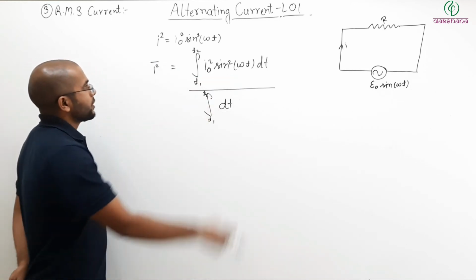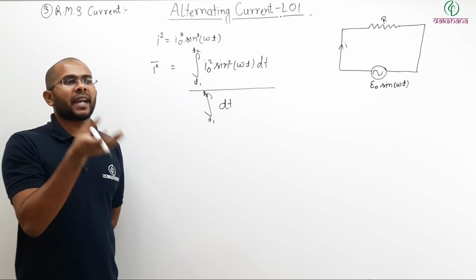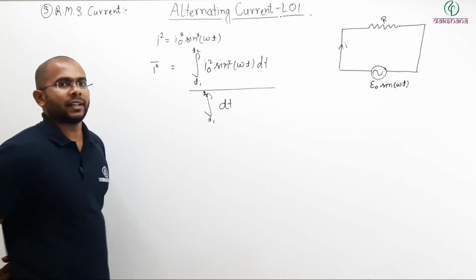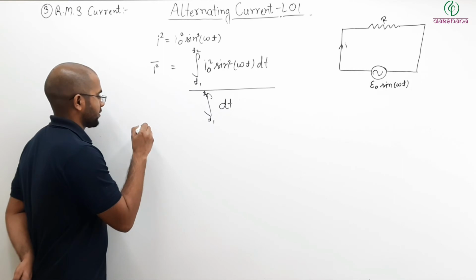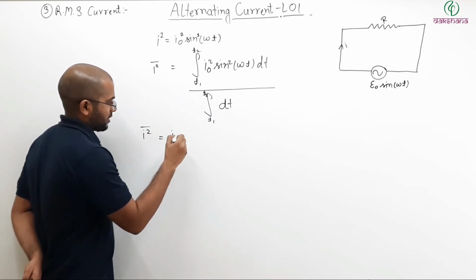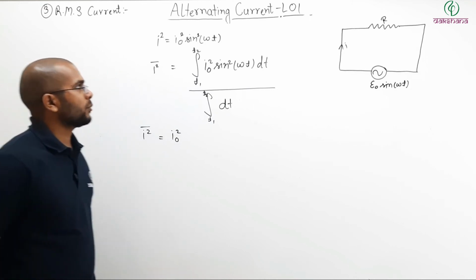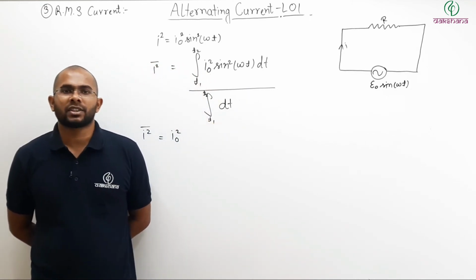Now here I naught square is a constant value. I naught is the maximum current of your sinusoidal AC current. So I naught square you can take outside. You will get: I square average is nothing but I naught square, here sine square omega t. Now how do you integrate sine square omega t?